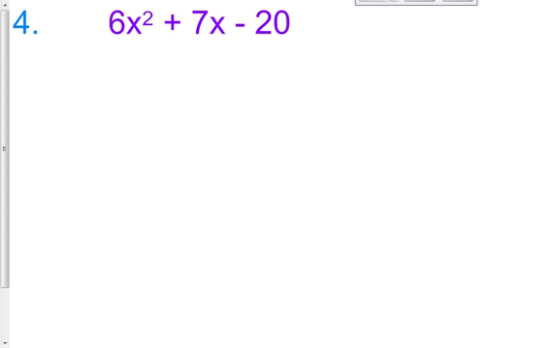All right, number 4, 6x squared plus 7x minus 20. As you can see, these are getting more difficult with each and every problem. The reason for that is because I'm starting to get more possibilities with my coefficient in front of my x squared. In this case, it is a 6. So my first step, is there a greatest common factor I can take out of 6x squared plus 7x minus 20? There is not. So now because it's a trinomial, I'm going to form 2 different parentheses.